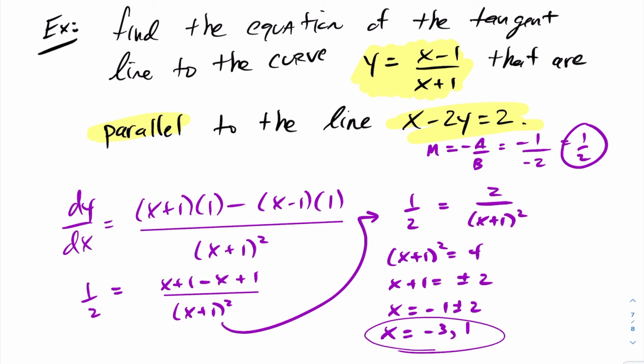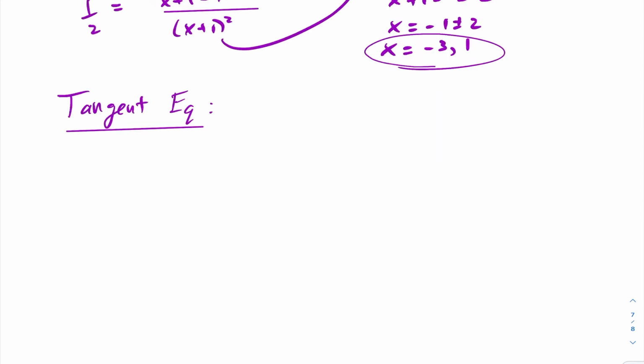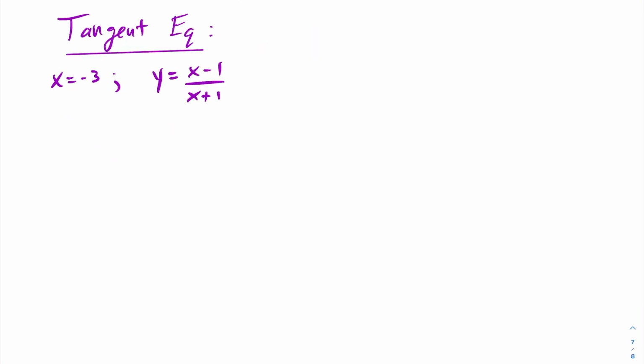Let's go ahead and find each tangent equation. So to find each tangent equation, I have to find a point here. So I have a point x equals minus 3. The corresponding y value would be evaluating the function at minus 3 here, in which case we get (negative 3 minus 1) over (negative 3 plus 1), which is equal to negative 4 over negative 2, which is going to be 2. So the point that the tangent equation touches is (negative 3, 2).